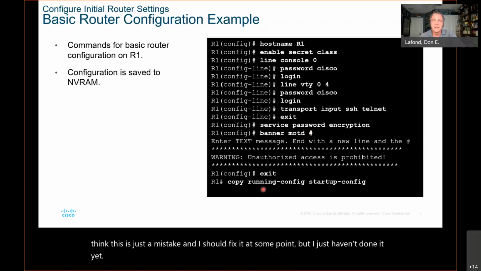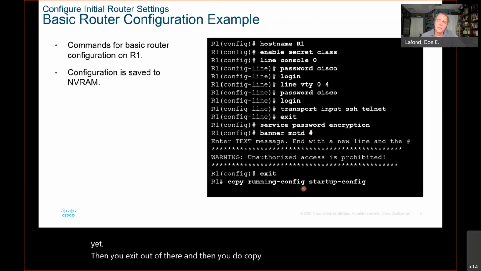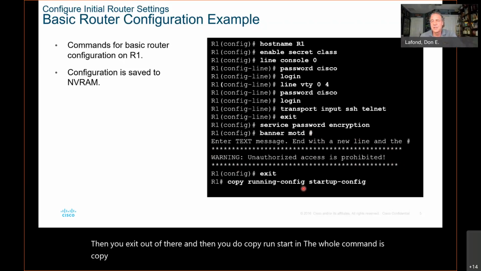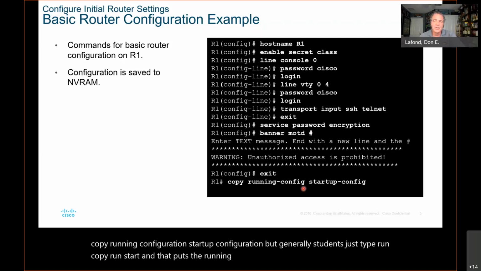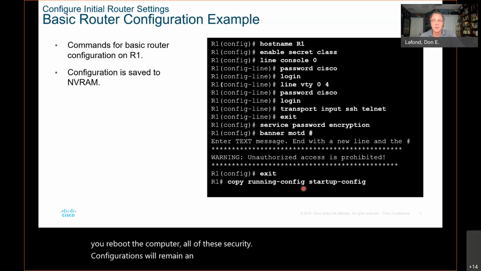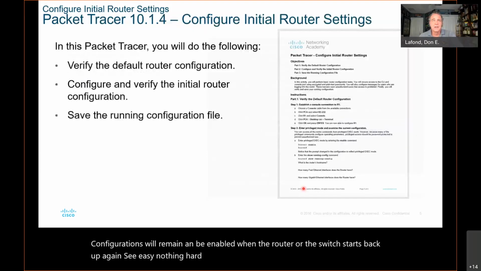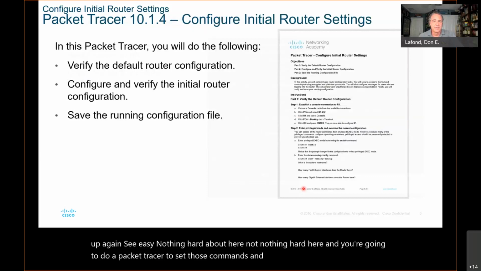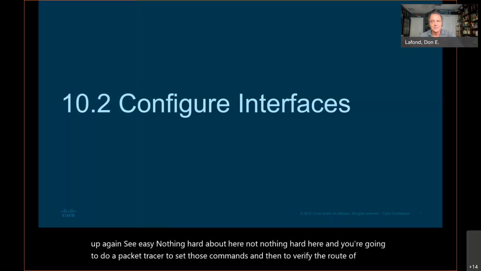Then you exit out of there, and then you do copy, run, start. The whole command is copy running-configuration startup-configuration, but generally students just type copy run start, and that puts the running configuration in NVRAM. So when you reboot, all of these security configurations will remain and be enabled when the router or the switch starts back up again. See, easy. Nothing hard here. And you're going to do a Packet Tracer to set those commands and then to verify the router configuration once you're done with it.